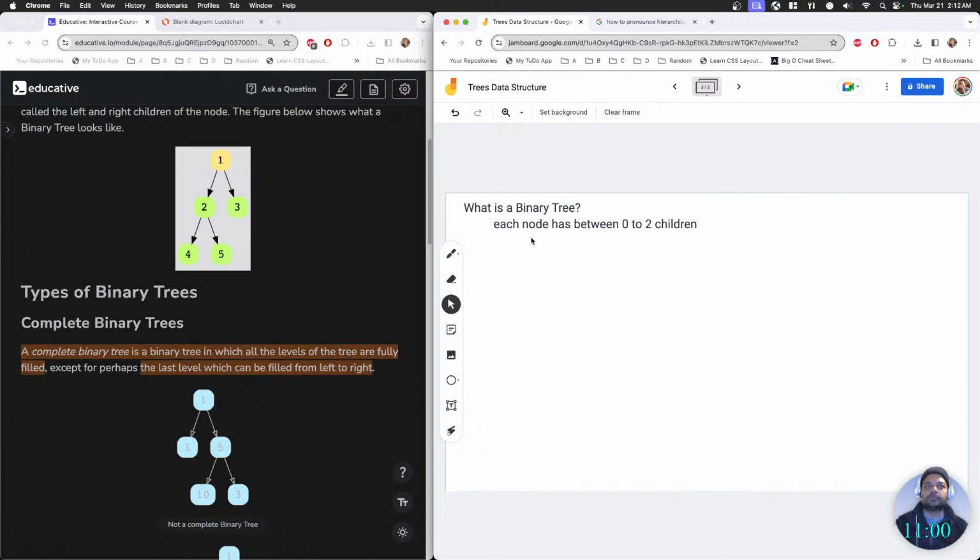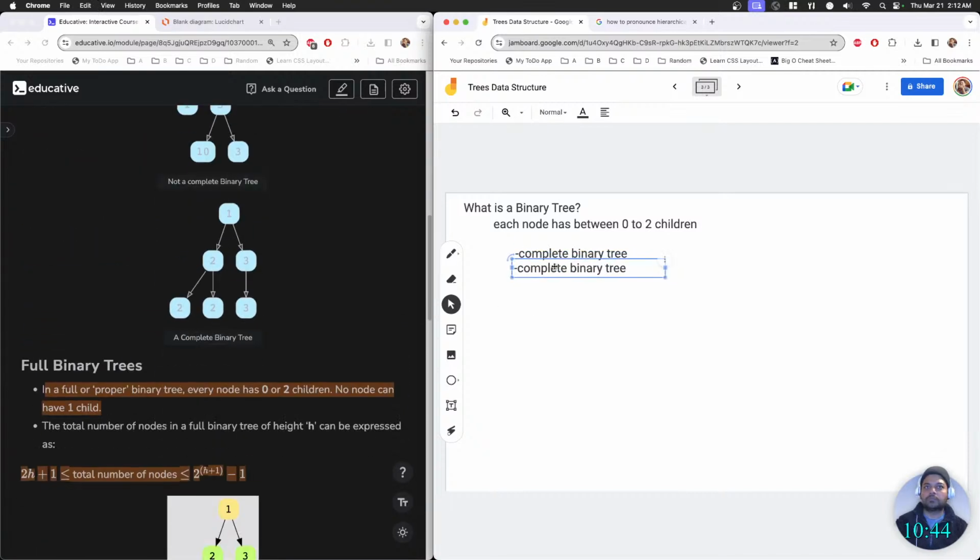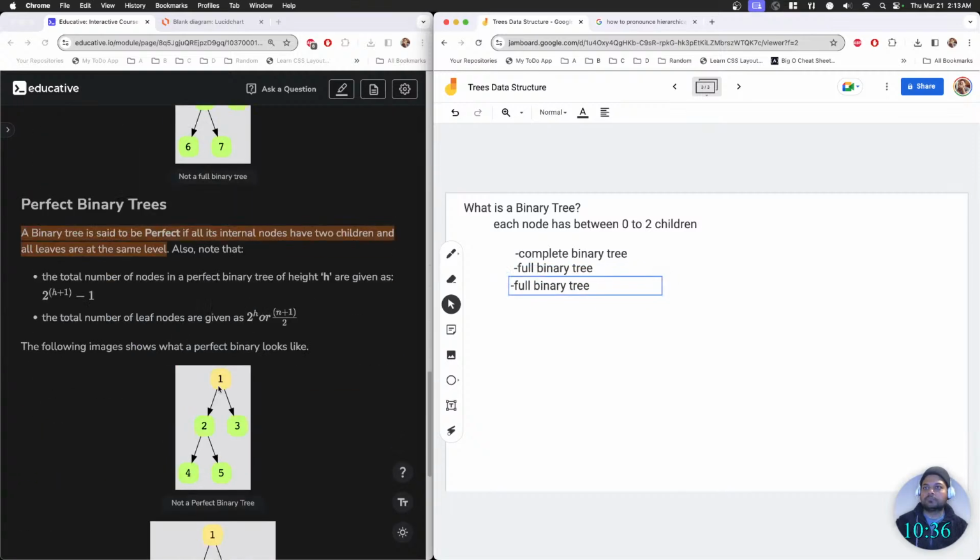Types of binary trees. Complete binary tree. Full binary tree. Perfect binary tree.